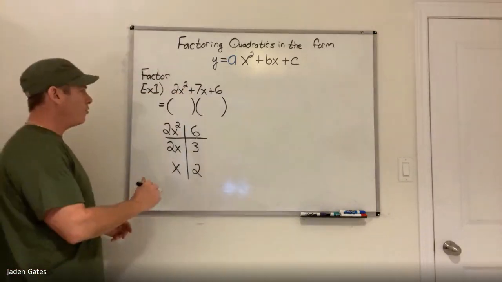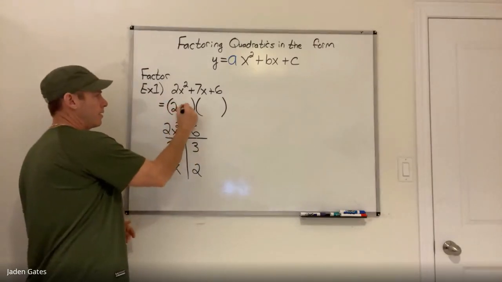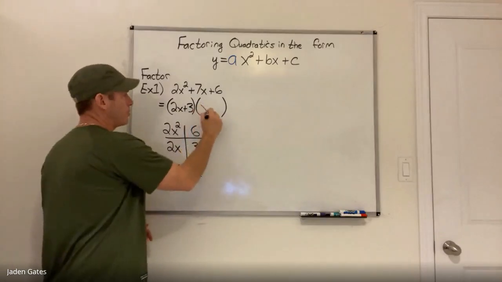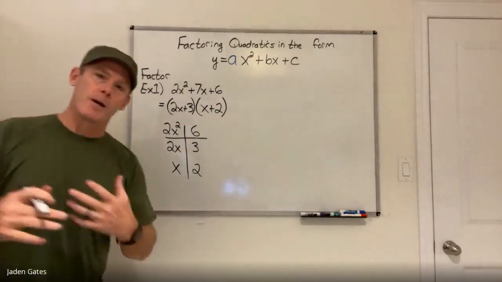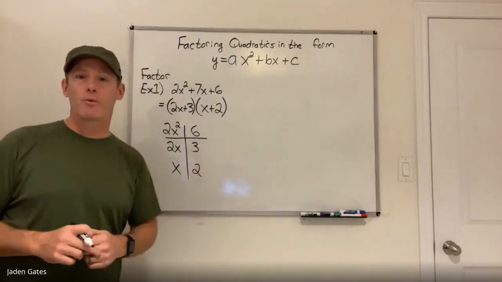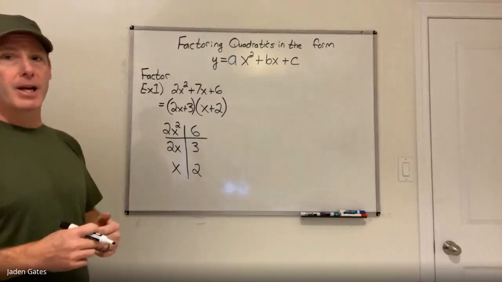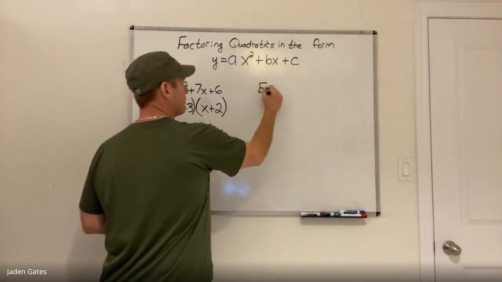And so now my terms are: I have a 2x plus a 3, and I have a cross going here, x plus a 2. And there we go. So again, sometimes it takes trial and error. I had to keep working the right side there because there wasn't a whole lot that could happen on the left side. But again, it's not just x and x. All right, let's try another one.